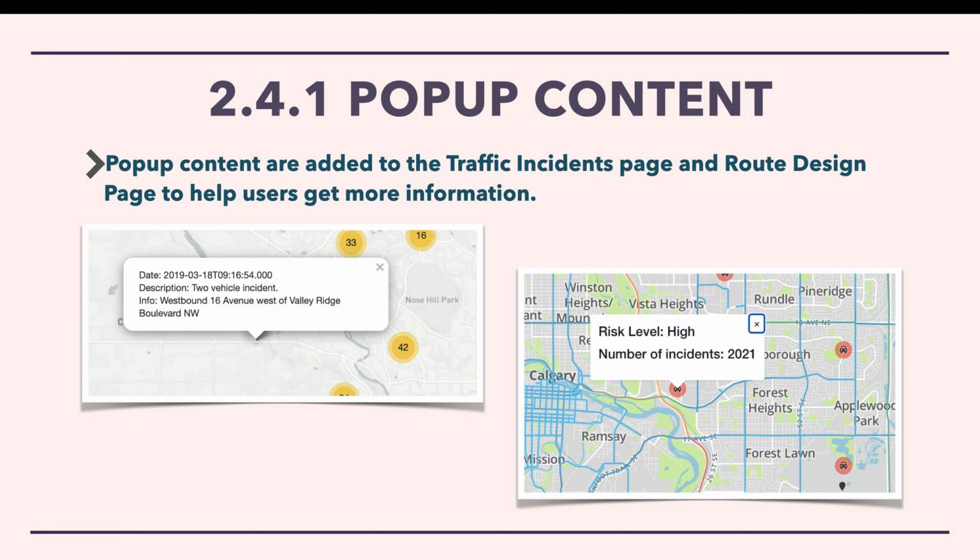Pop-up content is also added to the traffic incidence page and the route design page. In the traffic incidence page, users can get the date, description, and the exact address of the incidents by clicking the marker on the page. While in the route design page, users can get a risk level and the number of incidents that happened in the area by moving the mouse towards the car symbol. The examples are shown in the two pictures. That's the end of the proposal.